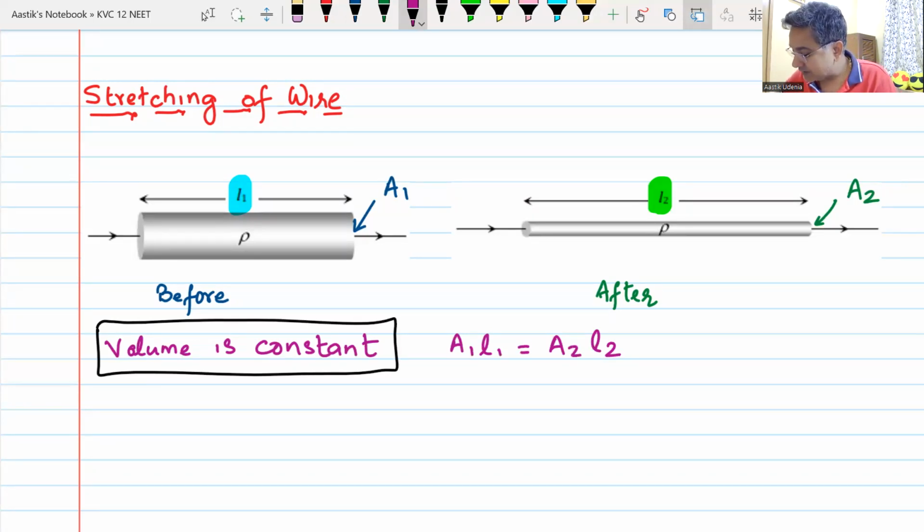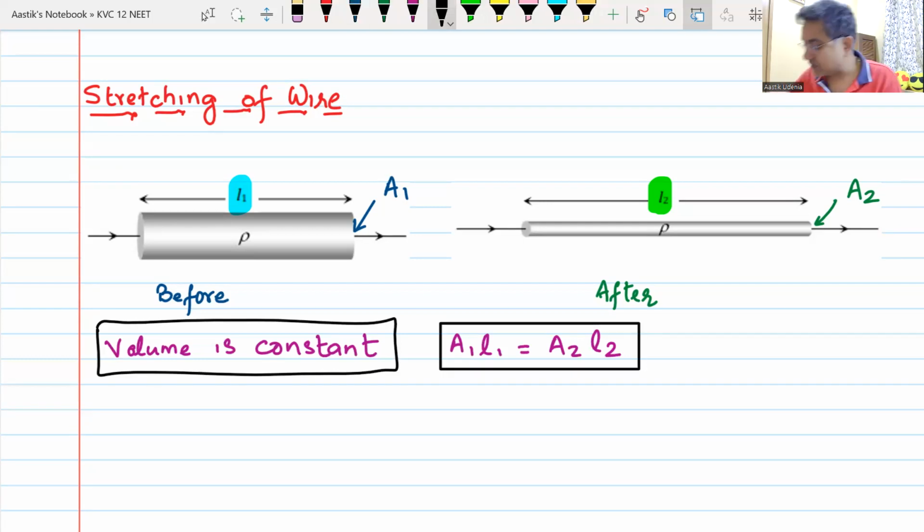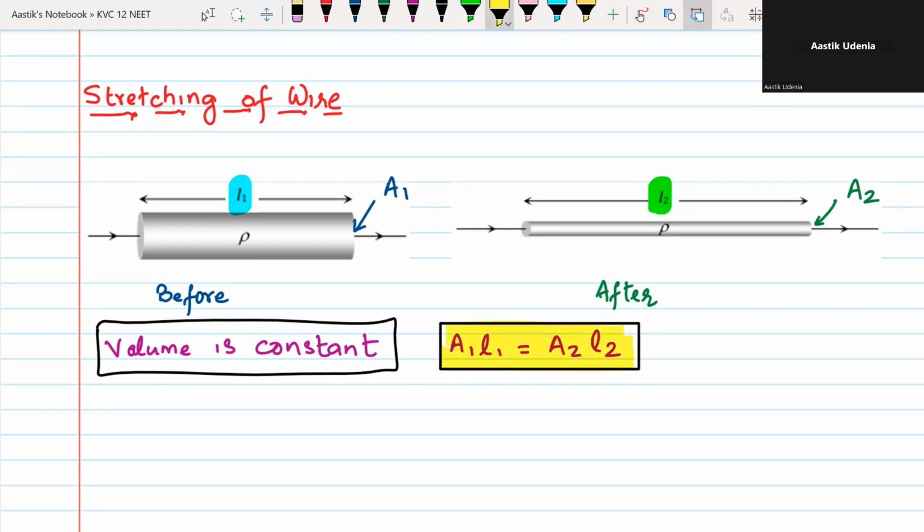I hope we understand this, everyone. The volume is constant. A1 into L1 is equal to A2 into L2. Volume has not changed. Volume cannot change. So from this diagram, you can also see that if you stretch the wire and increase the length, the area of the wire would decrease because the volume has to remain constant. Everyone understands this?